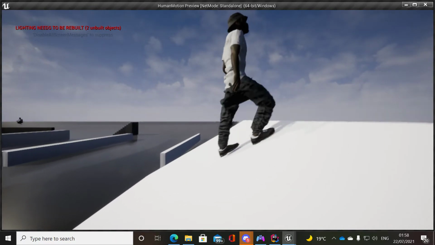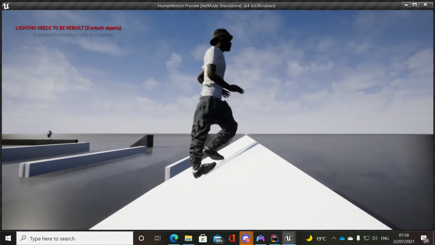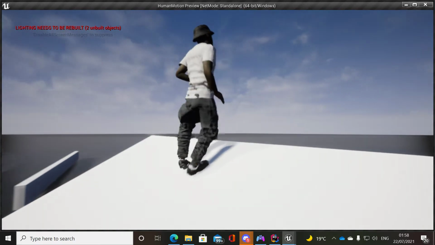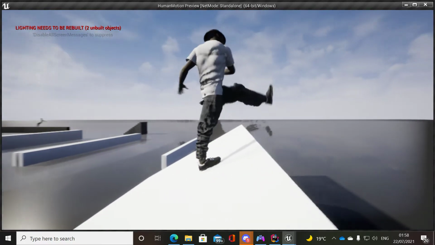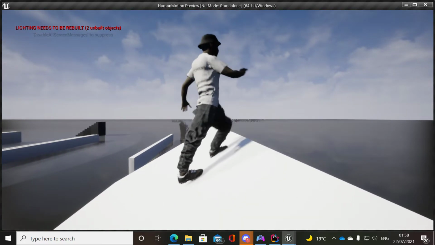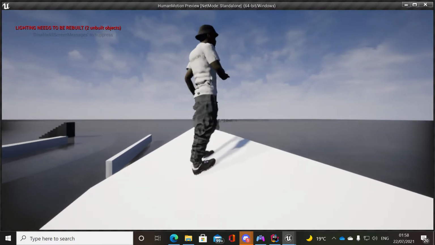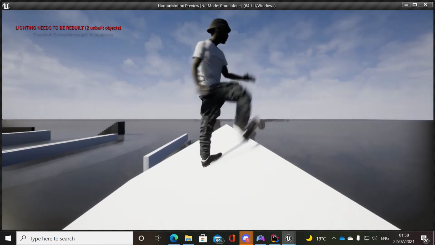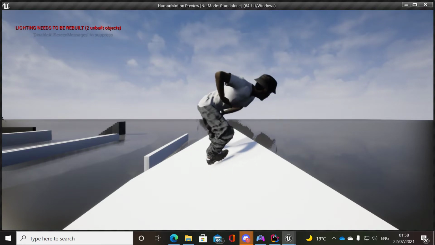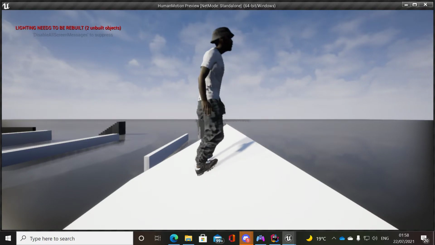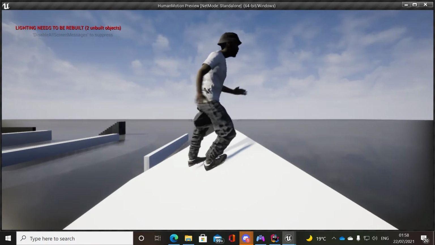Okay, it doesn't do that anymore. Yeah, that was the trace distance. The reason why it was doing that is because the trace distance was less than what it needed, so it didn't return a hit, because it was only 30. So the IK was not telling it to pull the foot down to the ground. Then I think the next frame it moved a little bit, and it's like, oh, pull the foot down now.